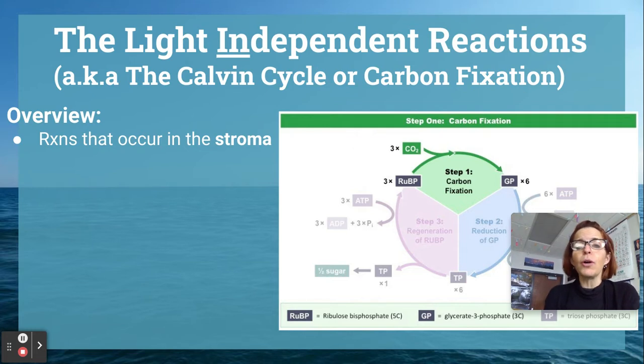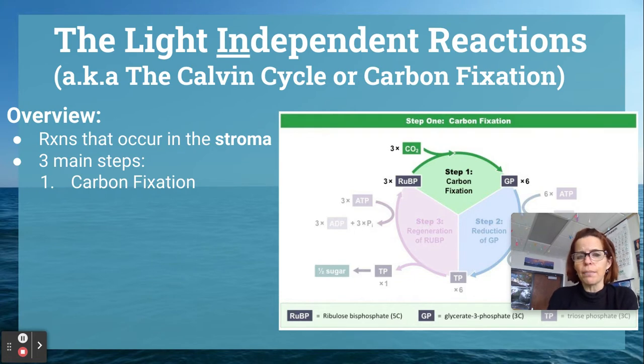Okay, so the overview. These are reactions that are occurring in the stroma. The light-dependent were occurring in the thylakoid membrane. These are occurring in the stroma of the chloroplast itself. There are three main steps. The first step, look at the diagram, see if you can identify them. The first step is called carbon fixation.